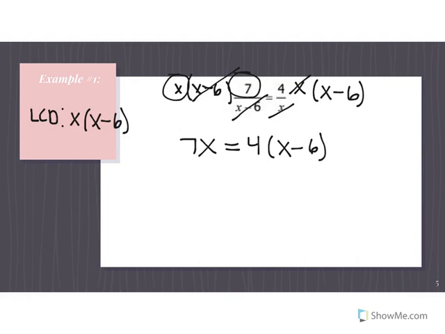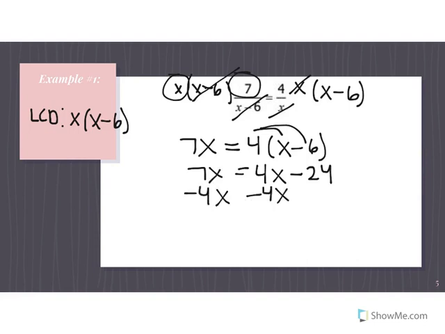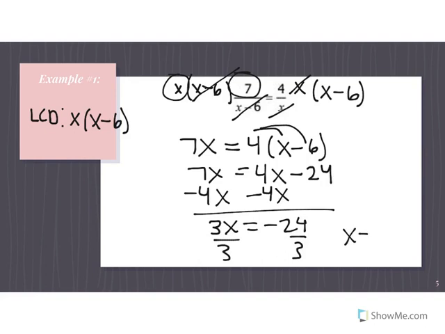So we are going to distribute this 4 to the x as well as that 4 to the negative 6. Then we are still left with our 7x, and now we need to solve for x and get it by itself. So we subtract 4x from both sides. Then we are left with 3x equals negative 24, and we're going to divide by 3 on both sides, and we are left with x equals negative 8.